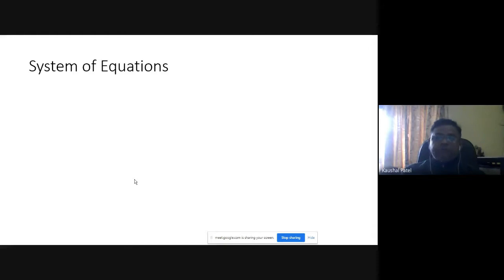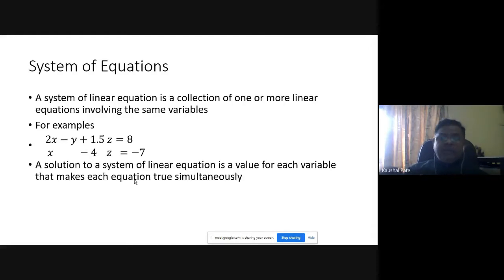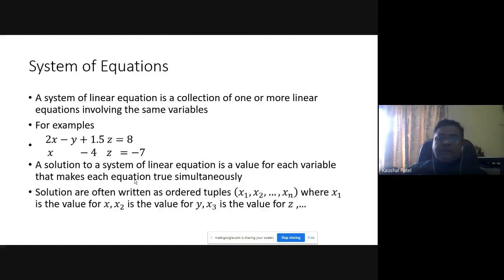Similarly, we have a system of equations, and this system also has a common value that is satisfied by both equations. A system of linear equations is a collection of one or more linear equations involving the same variables, and the solution to a system of linear equations is a value for each variable that makes each equation true simultaneously. Suppose we have an equation in n variables; for a particular n-tuple of values, we can achieve a solution of that equation.